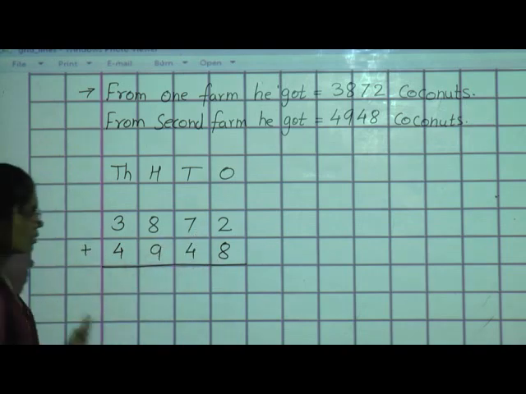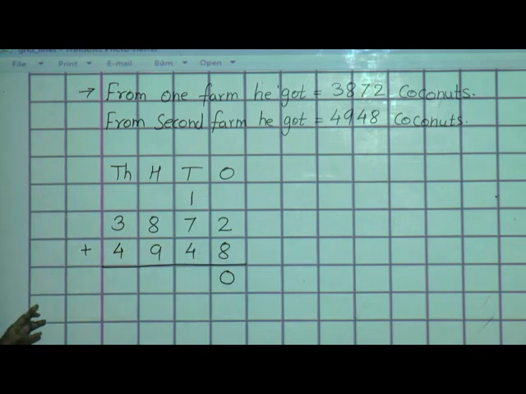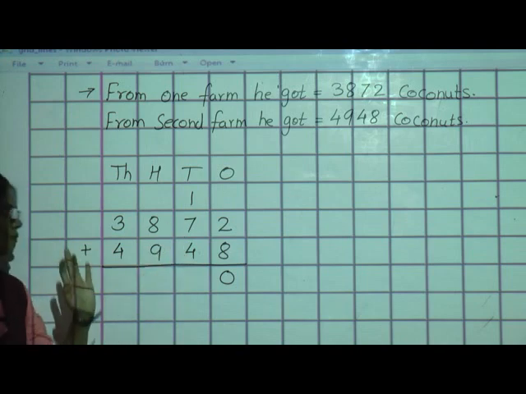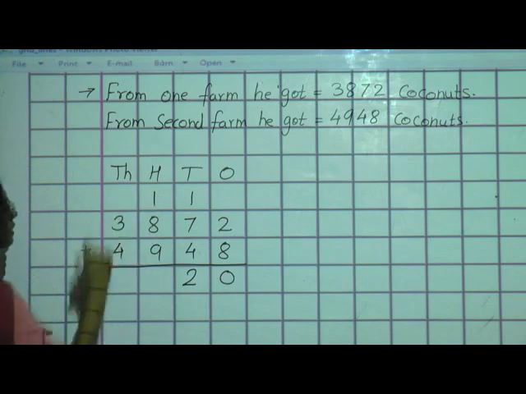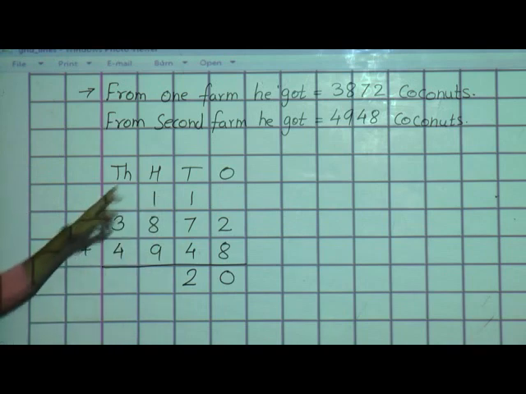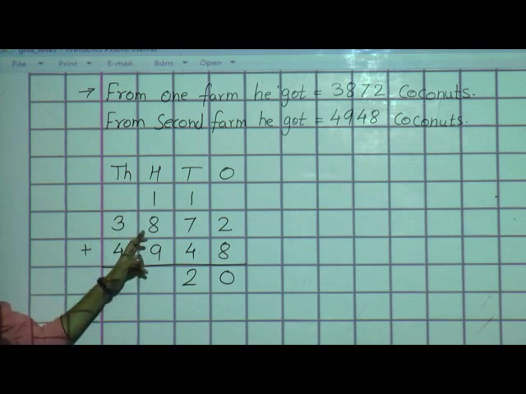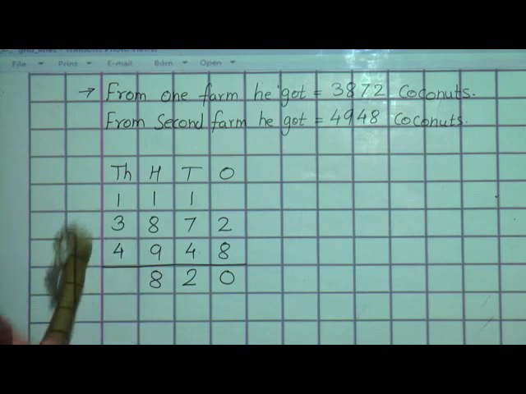2 plus 8, 10. Here 1 will go as a carry. Now 1 plus 7, 8. 8 plus 4, 12. So 2 here and 1 will go as a carry to the next place, that is the hundreds place. Now see the hundreds place. 1 plus 8, 9. 9 plus 9, 18. So here 8 and 1 will go as a carry.